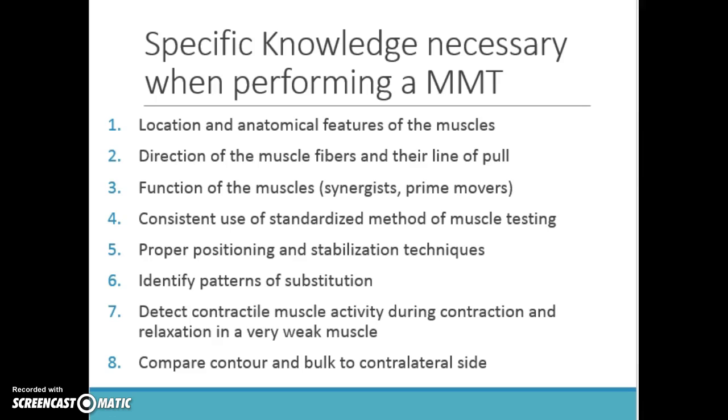Specific knowledge of muscles and joints is necessary in order to perform accurate manual muscle testing. So, 1, it's important to know the location and anatomical features of the muscles. Number 2, you need to know the direction of the muscle fibers and their line of pull. Number 3, you need to be able to determine the function of the muscles, which includes synergists and prime movers.